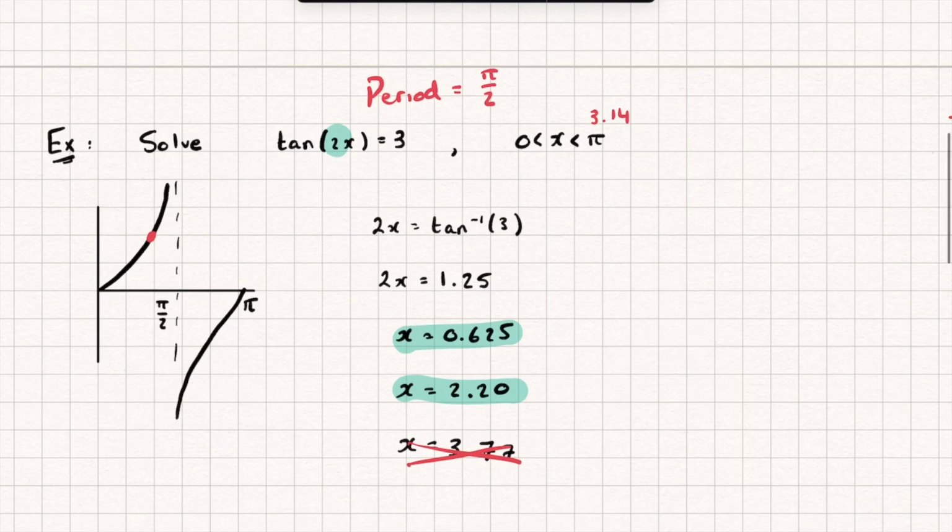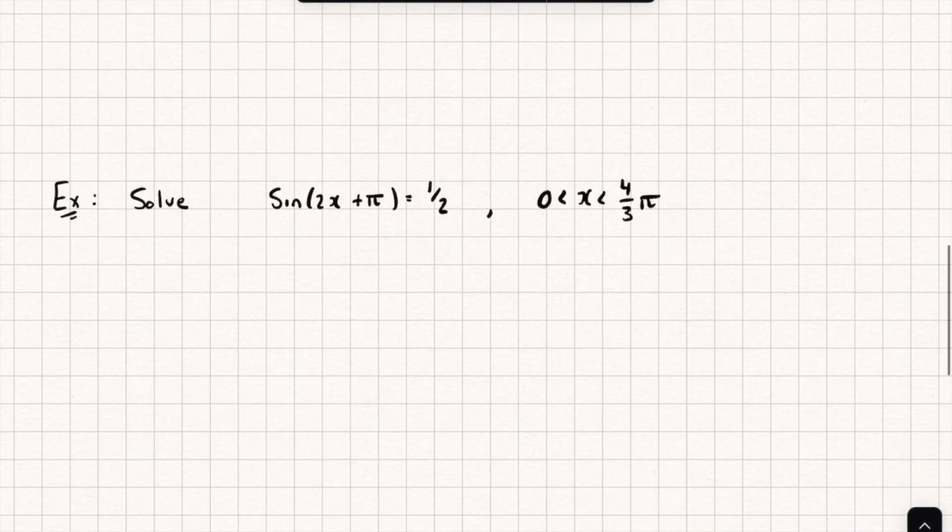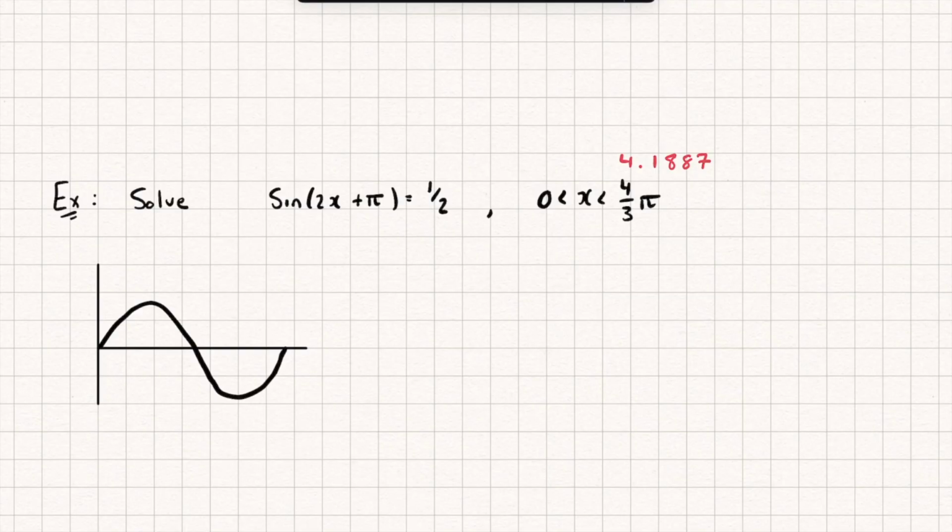Let's now look at the final example, where we're solving sine of 2x plus pi equals 1/2 between 0 and 4 over 3 pi. So again, to make it a bit easier, I'm going to rewrite 4 over 3 pi as a decimal, and that's 4.1887. So like always, I'm going to sketch out the graph of sine of x, and I'm just going to draw out this first period between 0 and 2 pi, and label on a few key points like this. There we go.